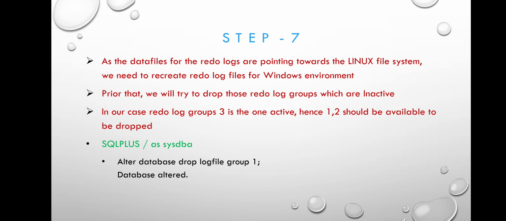Step 7. As you can see, file paths for log files are showing the Linux file system, so we must recreate the redo log files. First, we need to drop or remove existing redo log groups. In our case, as you saw in the previous slide, redo log 3 is the active log while 1 and 2 are inactive. So we can drop the inactive log groups. So again, connect to SQL Plus, write the drop command as mentioned in the slide. For group 1, you will see the message database altered. You are doing great till now.